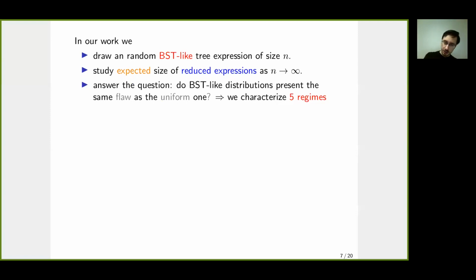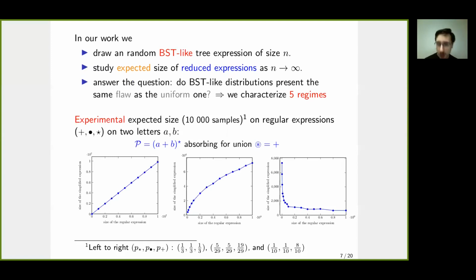Here I present the main 3 regimes in the case of regular expressions on 2 letters. So on the left, we have a linear regime, so meaning on the x-axis you have the size of your regular expression, of your tree, your n, and on the y-axis you have the size of the reduced expression on average. And so you see that that grows linearly, so there's not much of a reduction going on.